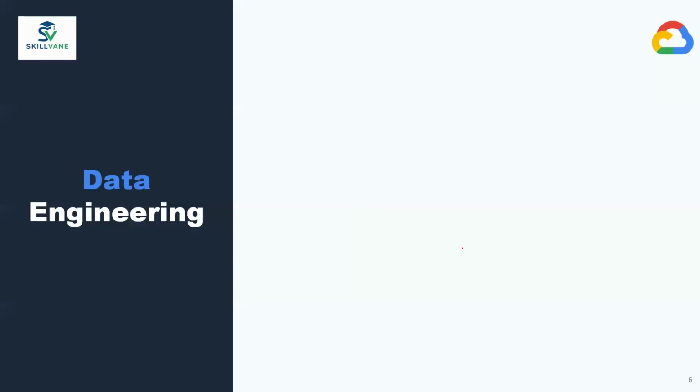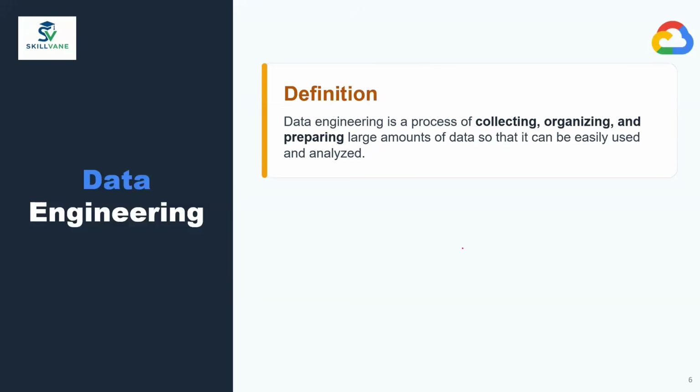And the next thing, can you tell me the definition? The definition is this one, guys. In simple terms, what is the data engineering definition? Data engineering is a process of collecting the data, organizing the data, and preparing large amounts of data so that it can be easily used and analyzed. That's the main purpose.